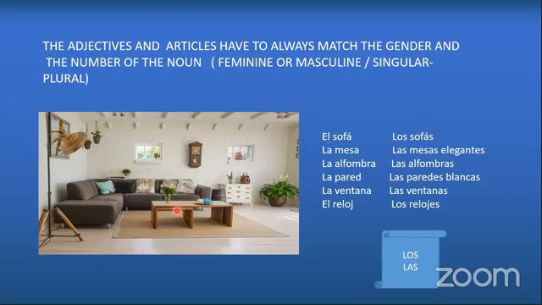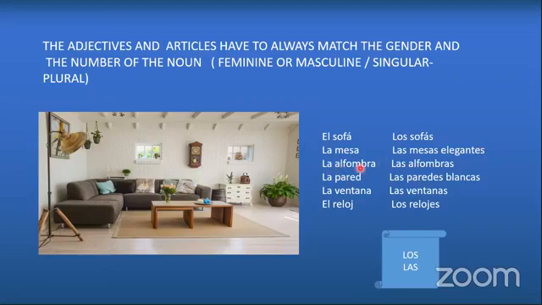La mesa, we said that is feminine, that's why it has la. For plural, we say las mesas. For example, las mesas elegantes. You see also elegante matches with the number here. We are talking in plural, so elegante has to go to elegantes. We are matching gender and number.